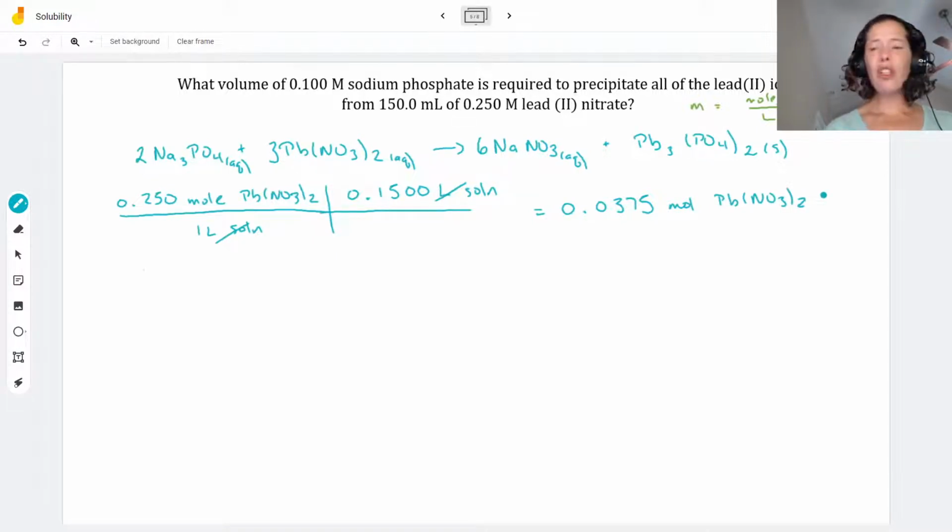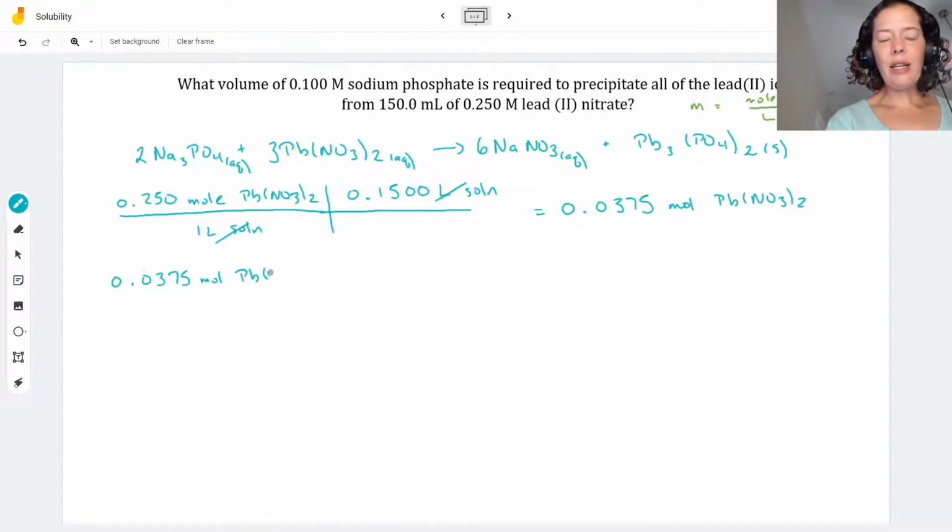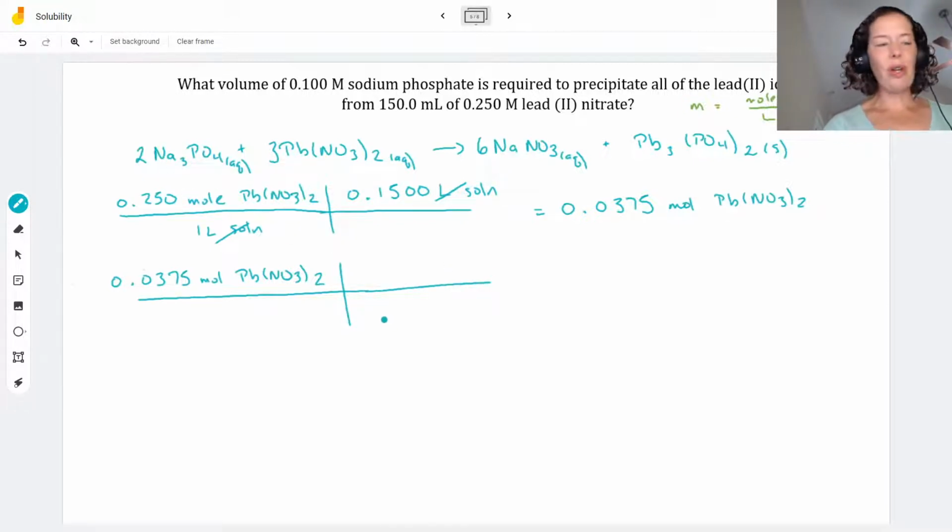Now that I know how many moles of lead nitrate I have, I'm going to use my balanced chemical equation to figure out how many moles I need to react with my sodium phosphate. So I'm going to take my moles of lead nitrate that I just calculated, and I'm going to use my stoichiometric ratio to convert to moles of sodium phosphate.